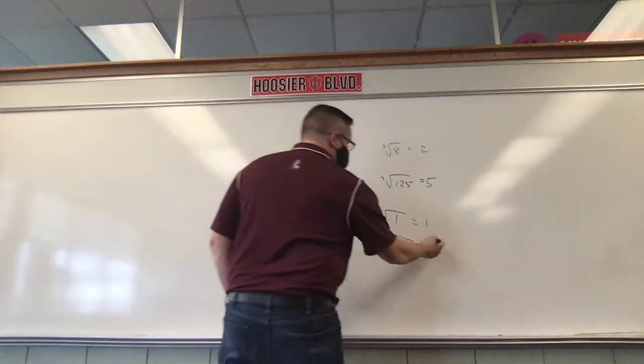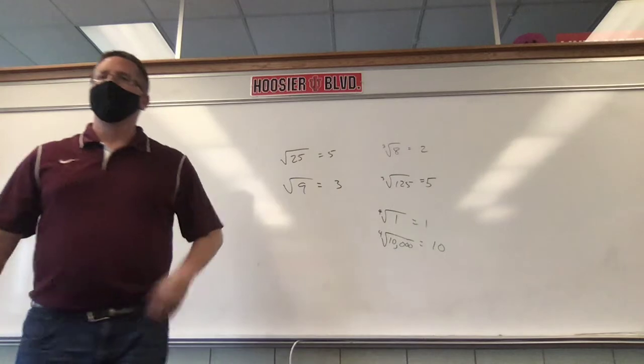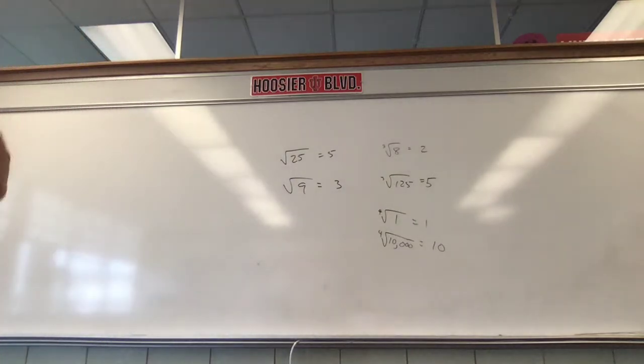It's 10. Why? Because 10 times 10 times 10 times 10. What's 10 times 10? 100 times 10. 1,000 times 10 is 10,000. That's the number 10. Okay?